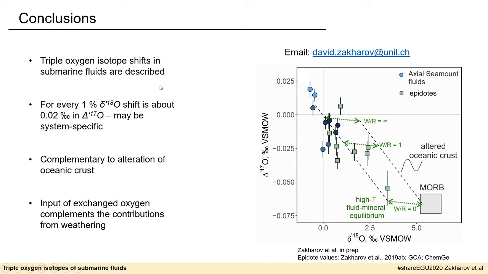Thus, in this talk, I gave an overview of the triple oxygen isotope exchange produced by seawater-basalt reactions. We showed that for every 1 per mil change in 18O, the corresponding shift in 17O is about -20 ppm. We show that for the bulk altered oceanic crust, this trend would have the same slope, but with a different sign in order to complement the oxygen isotope mass balance. This approach, the comparison of fluids and epidotes, can be applied to ancient hydrothermal systems with the purpose of reconstructing the values of vent fluids and thus the hydrothermal input into the ancient hydrosphere.